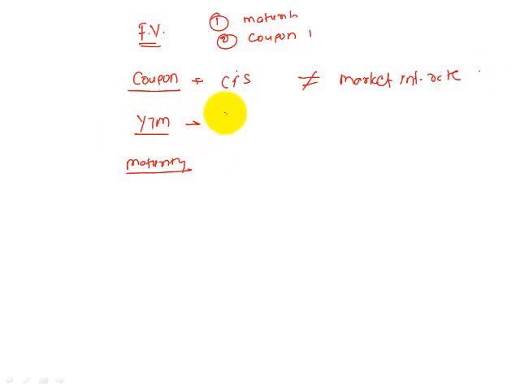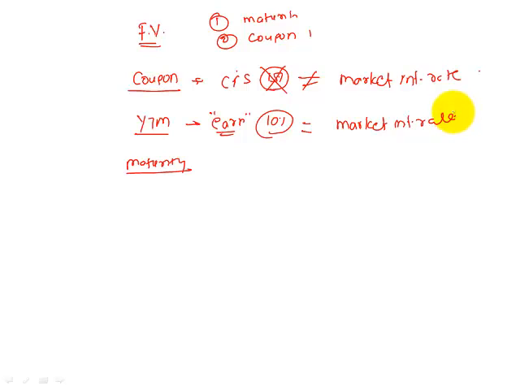YTM, which means yield to maturity, is what you earn technically on a bond. So if you see a bond which has a coupon of 15% and YTM of 10%, you're not earning 15, you're earning 10%. YTM is also equal to the market interest rate. So the true interest rate in the market is YTM, not the coupon rate, and maturity is of course the life of the bond. So the value of any bond is simply the present value of future cash flows.